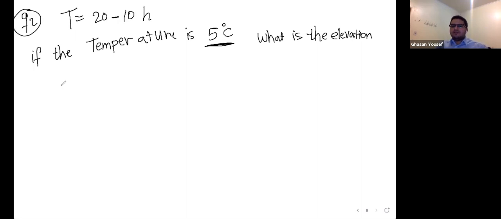How can we think about this model? Again, we have 5 Celsius inside this model. The question is talking about what is the elevation? Means what is it? Can you explain how you think about this question? Who will volunteer to explain this question?